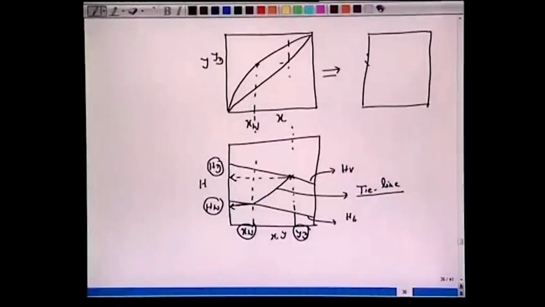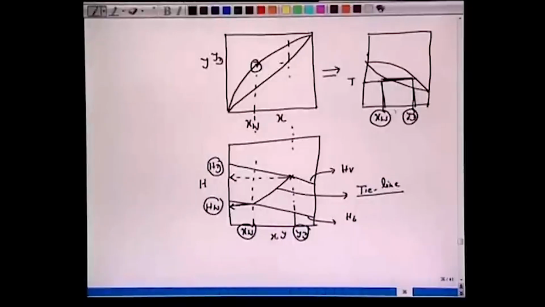So if we have this Txy diagram, this was yd and this was xw, and this is the temperature. So the liquid was flashed at this temperature. We had these two leaving streams yd and xw, which we marked on this, and we take these projections and we mark here.